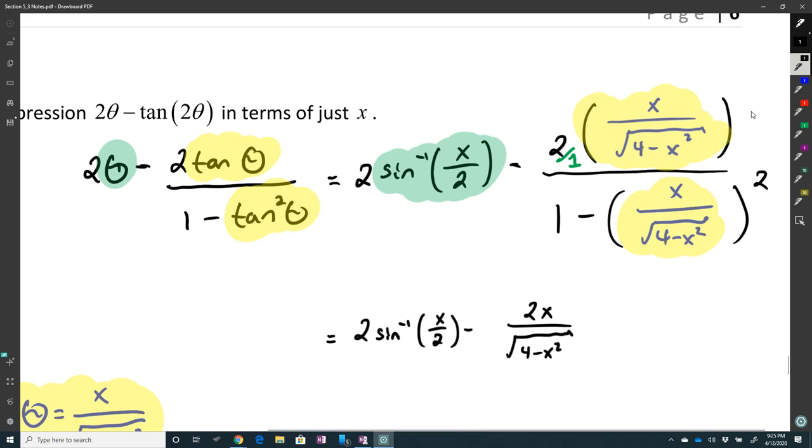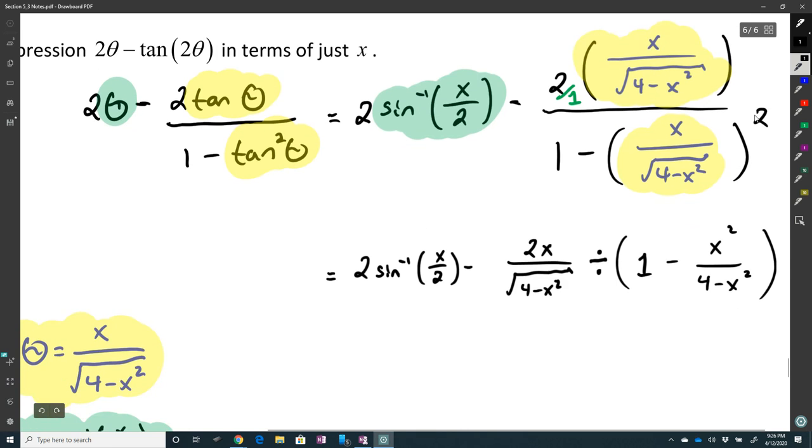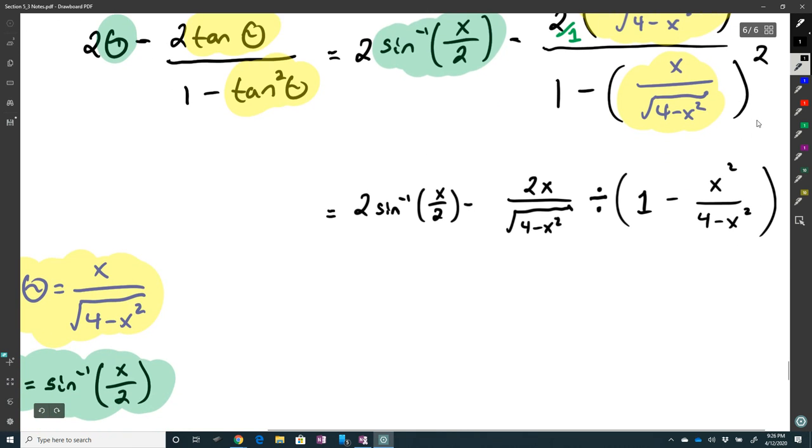Okay, divided by, I'm going to write my division like this. And then this part, I'll go step by step. I square the top and bottom. So on the top, you get x squared. On the bottom, it just gets rid of the square root. Still not done, though. We got to keep chugging through.